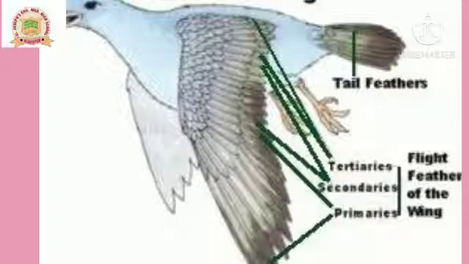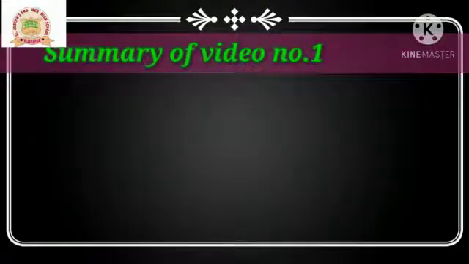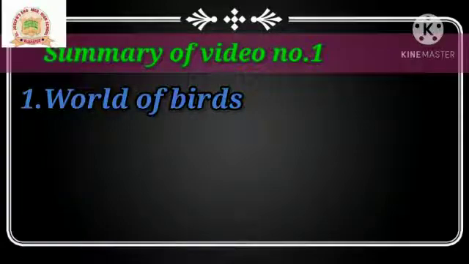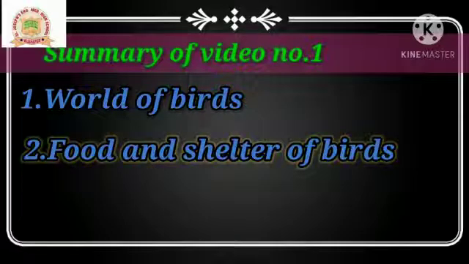So up to here, children, what did we discuss? I will tell you in this summary of video number 1. First, the world of birds. Some birds are very beautiful, some have a very sweet sound, and they make our world truly fascinating. Then next we learned about the food, shelter and lifespan of birds. Some birds are herbivorous, some are carnivorous, and some are omnivorous. Some can eat only fruits and vegetables, some can eat small insects, and some can eat both.